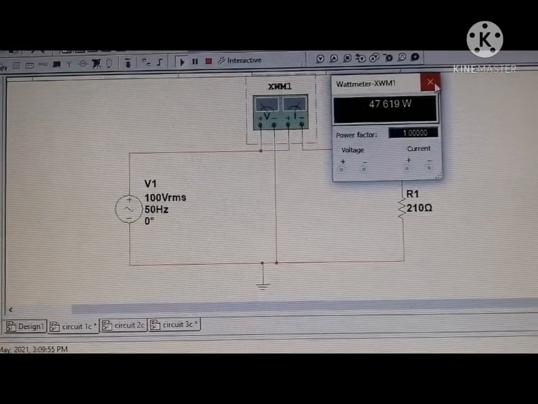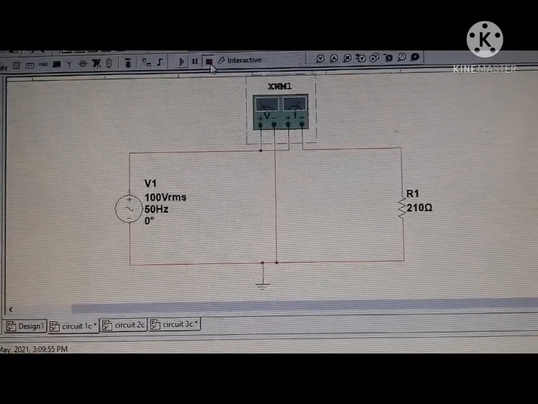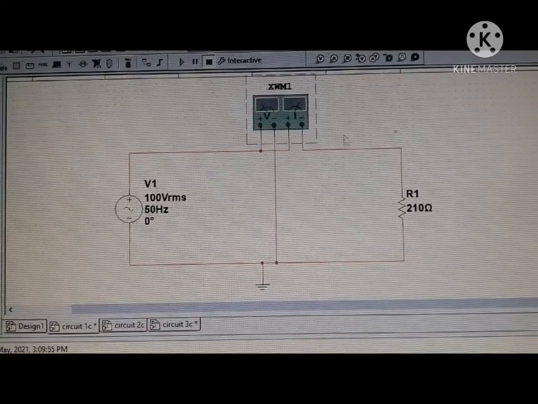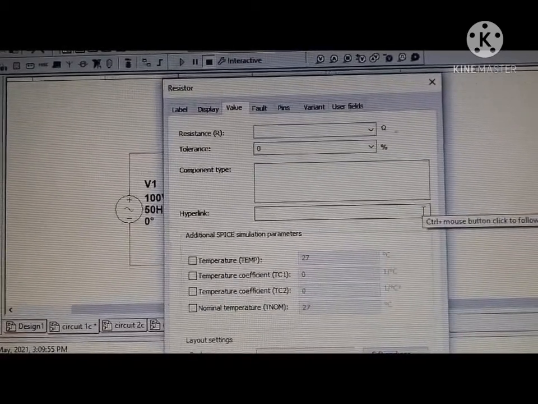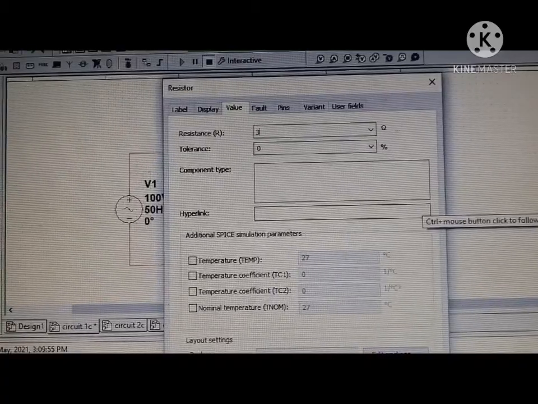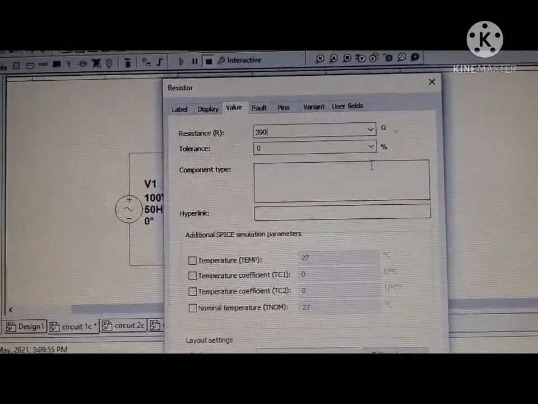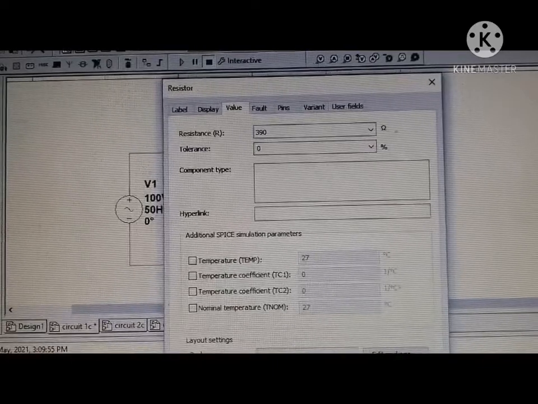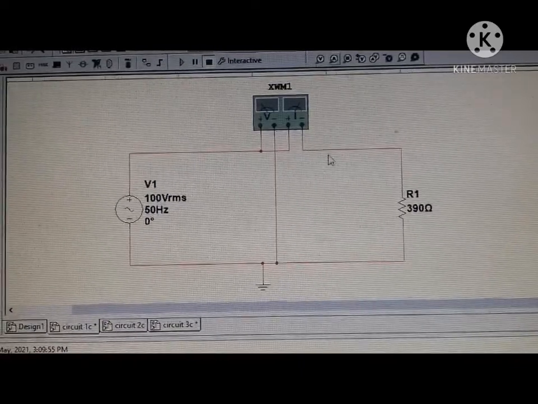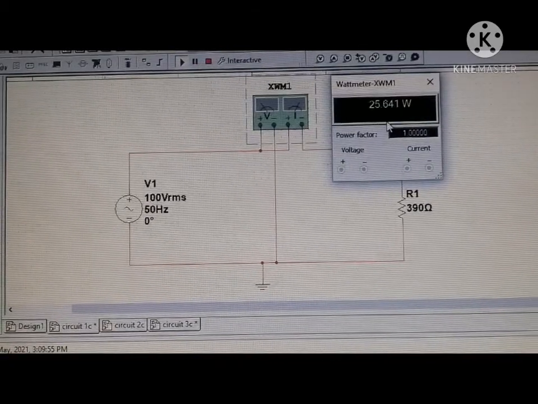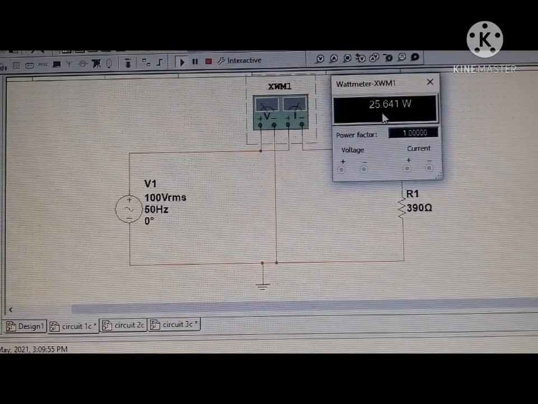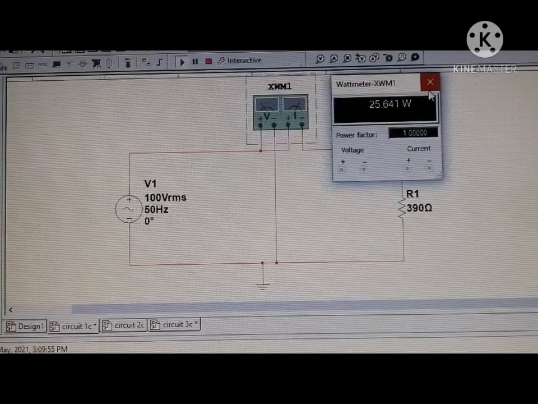47.619 watt. Okay, so stop the simulation and then change the value of the resistor to 390. Alright, so run the simulation back and then we get the answer, that is 25.641 watt for the power.